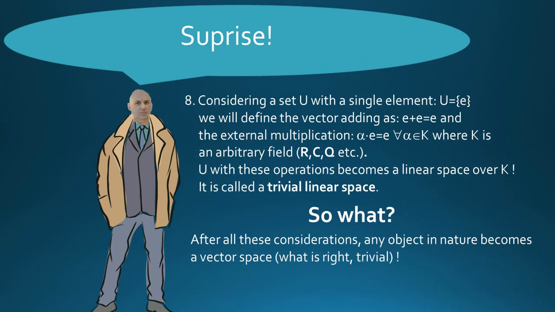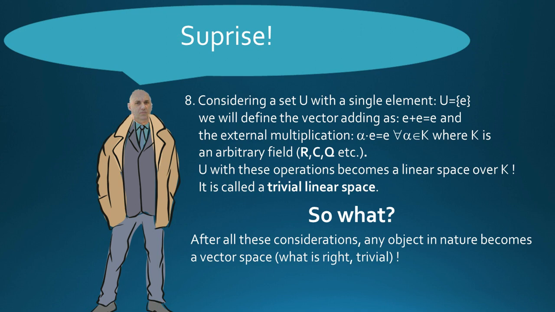Surprise! 8. Considering a set U with a single element, U equals {e}, we will define the vector addition as e plus e equals e, and the external multiplication alpha multiplied by e equals e for any alpha in K, where K is an arbitrary field: R, C, Q, etc. U with these operations becomes a linear space over K. It is called the trivial linear space.